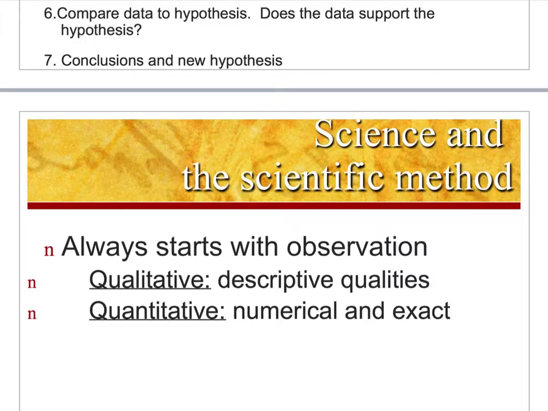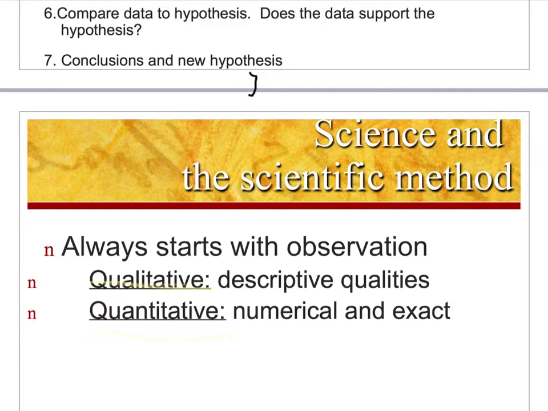So, first of all, for any observations you make at any point in time, we're going to have two basic types of observations. One is qualitative, the other is quantitative. Now keep in mind that these two things, quantitative versus qualitative, are working with any observations that we make throughout the lab. Both of them are highly important.